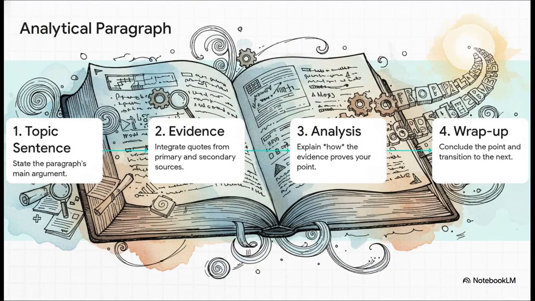This slide gives you the perfect formula for every single body paragraph you write. Start with a topic sentence that makes a clear point. Back it up with evidence from your sources. Then comes the most important part. Analyze it. You have to explain how that evidence proves your point. Finally, wrap it all up and transition smoothly to the next idea. Follow this formula, and you'll build a really powerful argument.